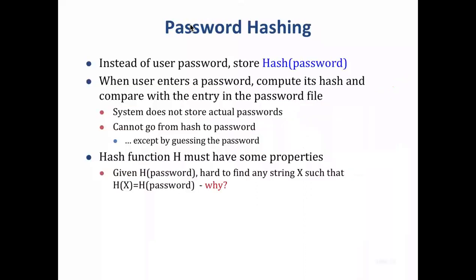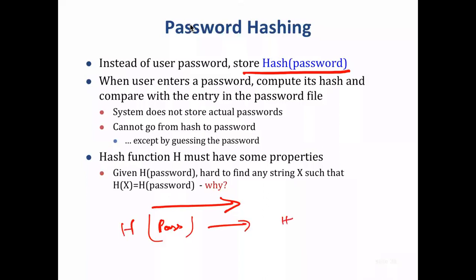So instead of the user's password, the system stores the hash password. When the user enters a password, it computes the hash and compares it with the entry in the password file. This has a one-way property, which we will also study: given a password or a string, if you hash it, you get the hashed version of that, the hash password.